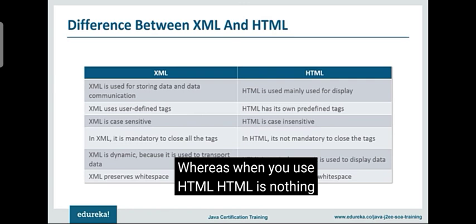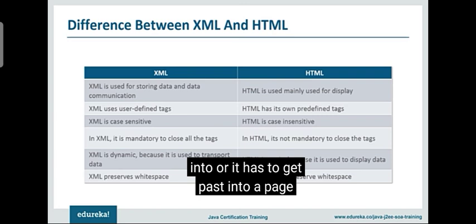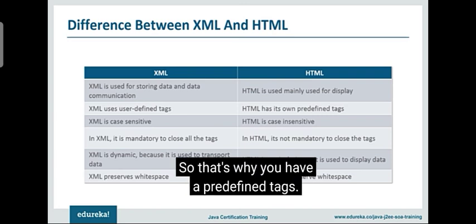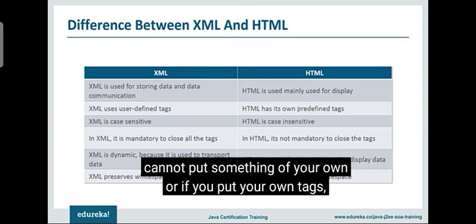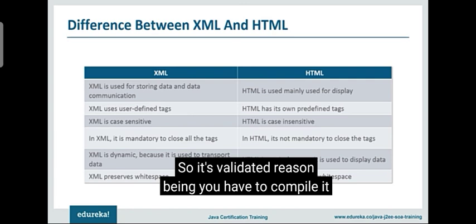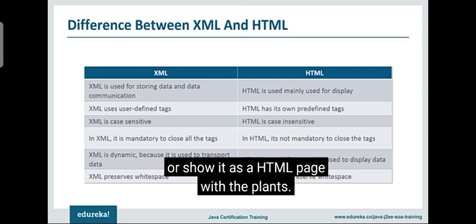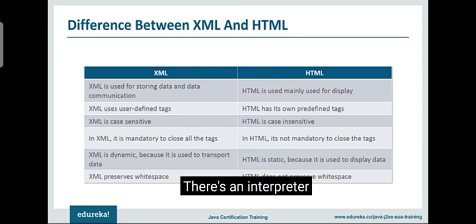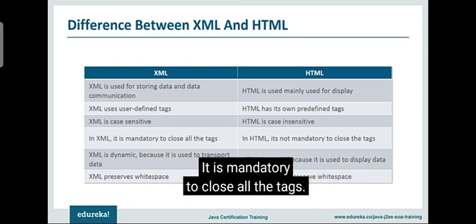Whereas HTML has to get parsed into a page which is being visualized by clients. That's why you have predefined tags. You cannot put something of your own, or if you put your own tags, it would show up an error. So it's validated. The reason being, you have to compile it or run it through to show it as a view, as an HTML page to the clients. There's an interpreter which has to understand what you're trying to do. So it's predefined tags. XML is case sensitive and HTML is case insensitive. In XML, it is mandatory to close all the tags.